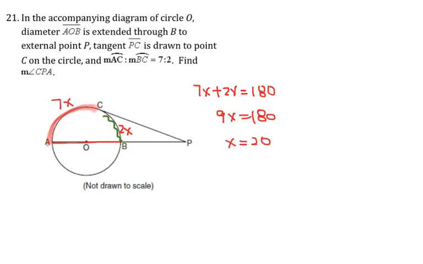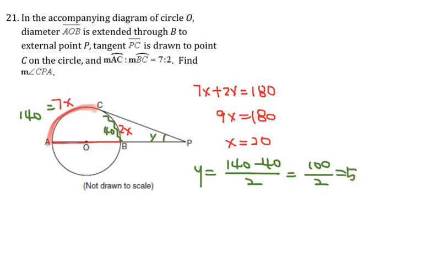Now that tells us that this one is 7 times 20, which becomes 140, and 2 times 20 becomes 40. So to find the angle CPA, let me call that y, then y is equal to 140 minus 40 divided by 2, which becomes 100 divided by 2, so 50 becomes our answer.